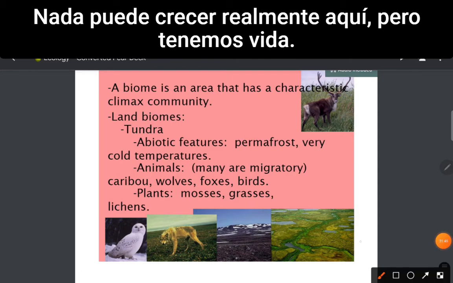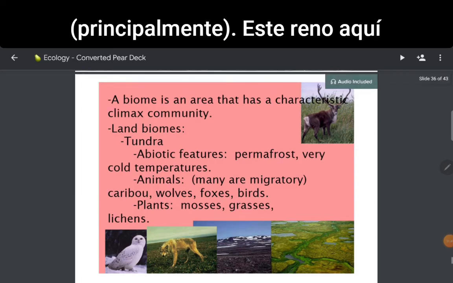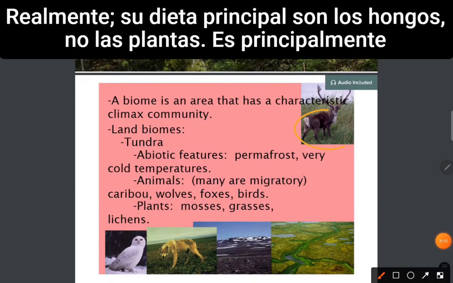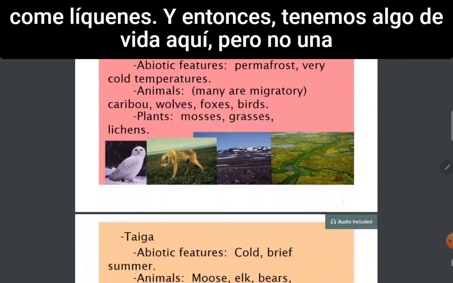But we do have life. So this is a bunch of fungus, mostly. This reindeer here, its primary diet is fungus, not plants. It primarily eats lichen. And so we do have some life here, but not a whole lot.